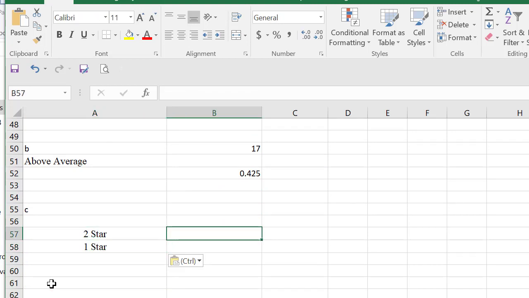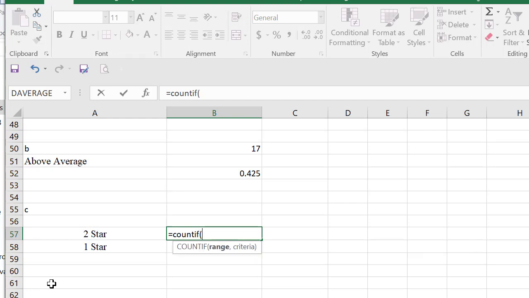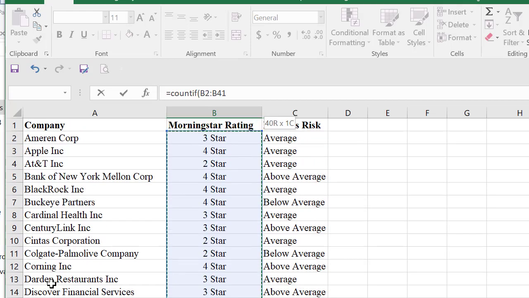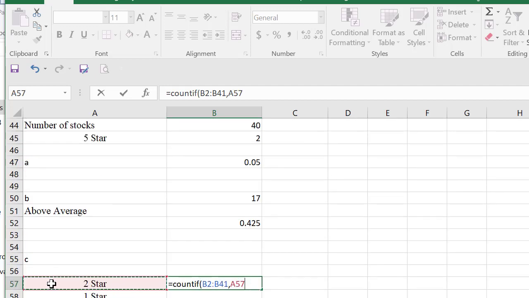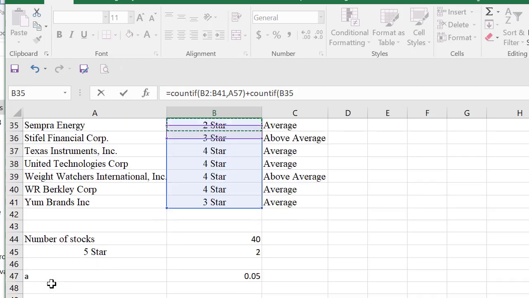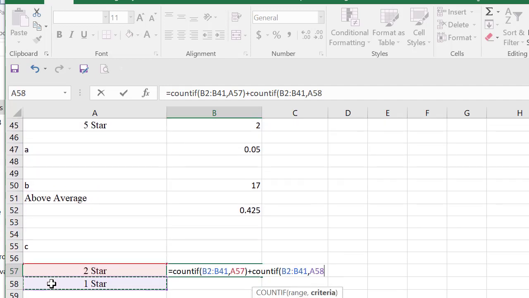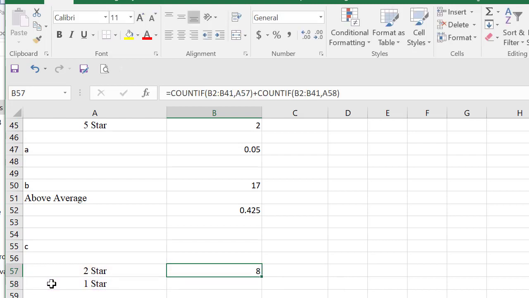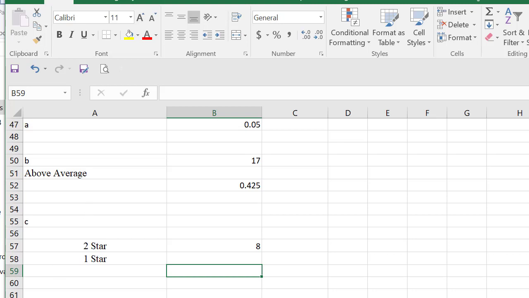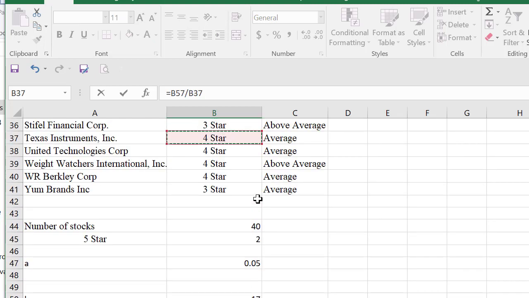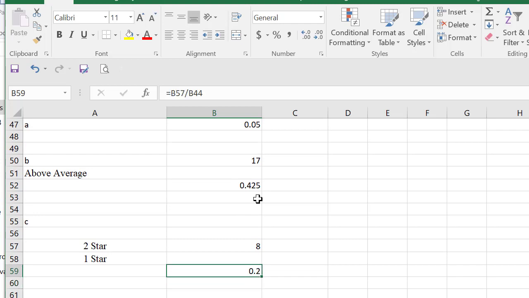Control V. So equals COUNTIF, the range is going to be this area, and what we need to match is the 2 star, but we also need to add the 1 stars. So we're going to count this same range again, except the criteria this time is going to be the 1 star, and we get 8. So the actual solution then is equal to this divided by our total number of stocks, which is 20%.